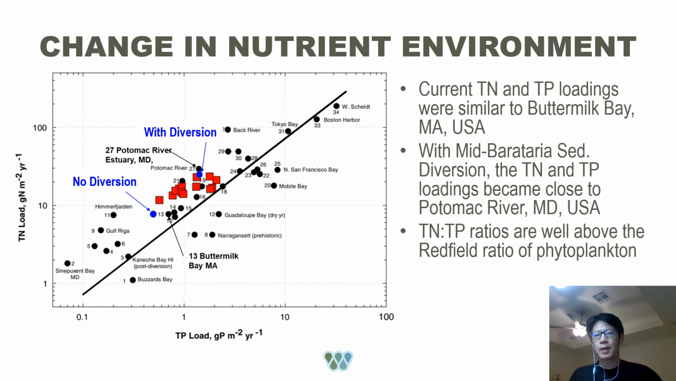Annual total nitrogen and phosphorus loading into the basin were calculated and compared with other systems. The solid line represents the Redfield ratio of total nitrogen and phosphorus input in mass. The blue dots are from the basin. The current total nitrogen and phosphorus loading is similar to Buttermilk Bay. When freshwater input increases due to the sediment diversion, total nitrogen and phosphorus loading become close to the Potomac River. Regardless of the inflow conditions in the basin, the total nitrogen and phosphorus ratio is well above the Redfield ratio of phytoplankton.